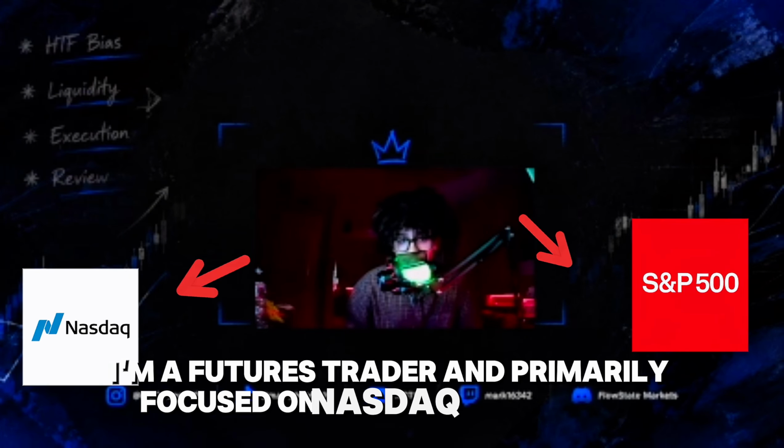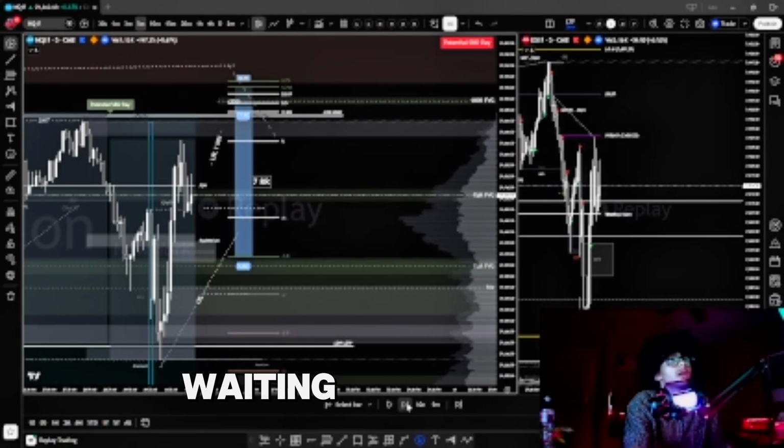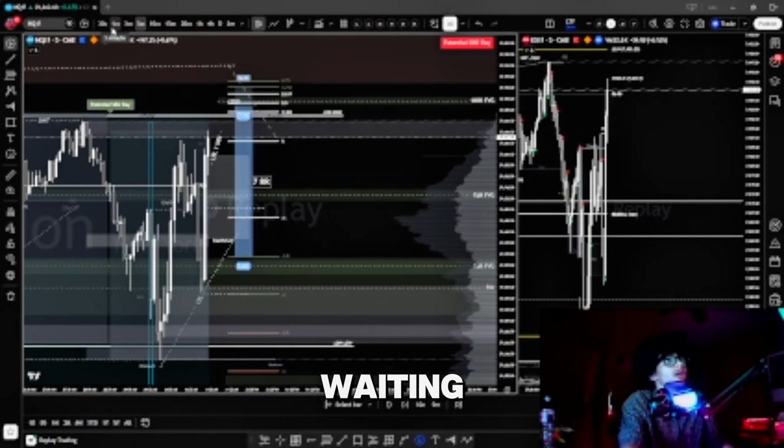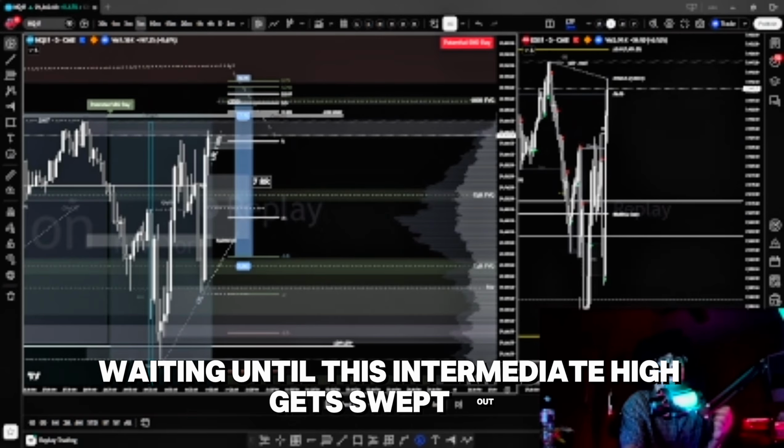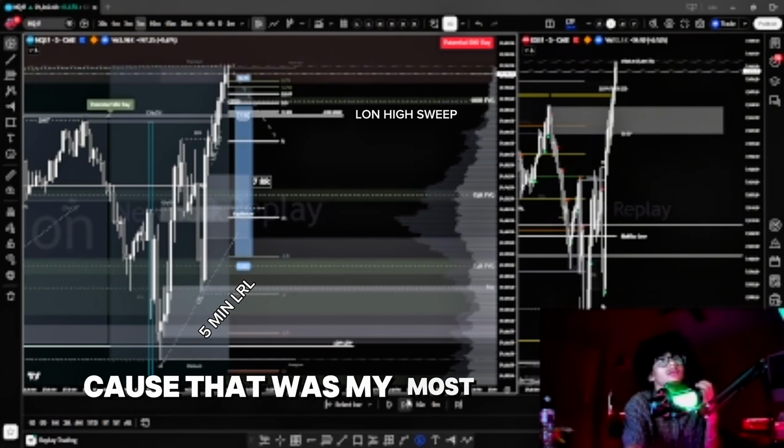Now there could have probably been an entry. Someone probably took this. I didn't take it. There was nothing really supporting the high time frame there. I was just waiting until this intermediate high gets swept out, because that was my most obvious drop.